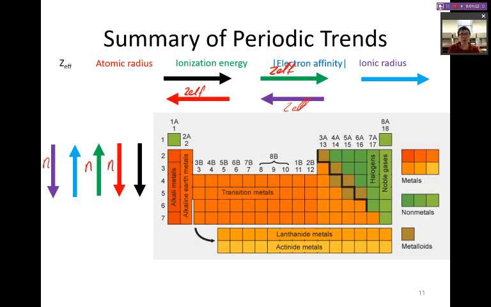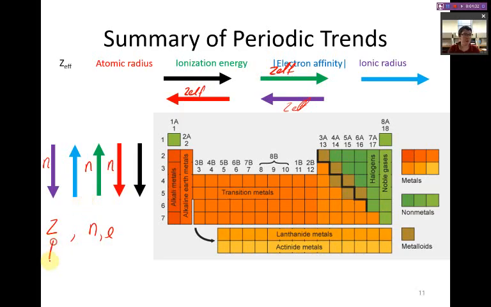So to summarize what we've seen here, we talked about how the number of protons as well as the quantum numbers n and l affect the periodic trends. The proton number comes into play when we look at the effective nuclear charge. The principal quantum number we saw came into play a lot when looking at the number of shells that we have. And our l quantum number, while less significant, does play an important role when looking at the exceptions within the periodic trends.